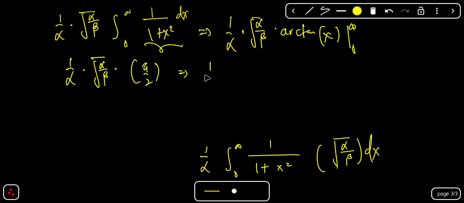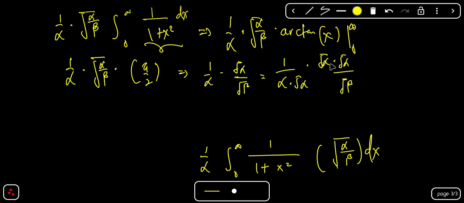Now 1 over alpha multiplied by square root of alpha over square root of beta. If you multiply both the numerator and the denominator by square root of alpha, I'm going to have 1 over alpha multiplied by square root of alpha, then multiplied by square root of alpha, over square root of beta. So square root of alpha times square root of alpha will give us alpha. So we have alpha over alpha multiplied by square root of alpha multiplied by square root of beta. So we cancel out alpha. What you have now is 1 over square root of alpha multiplied by square root of beta.